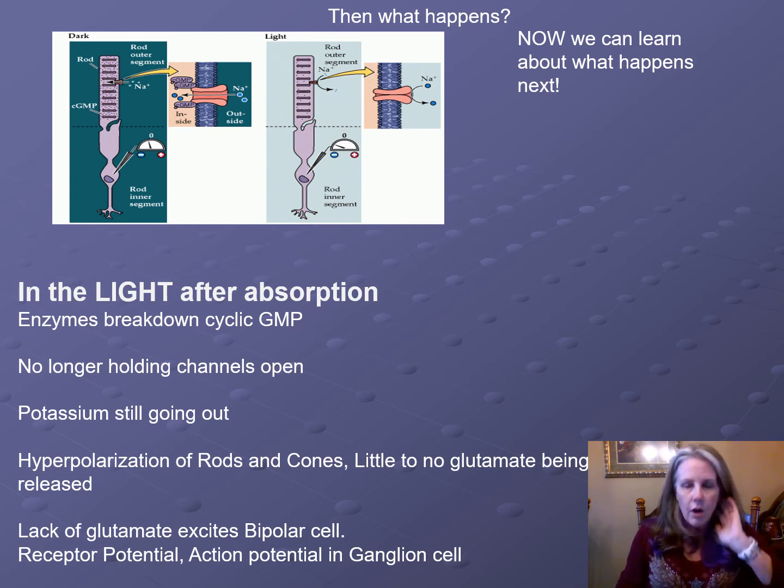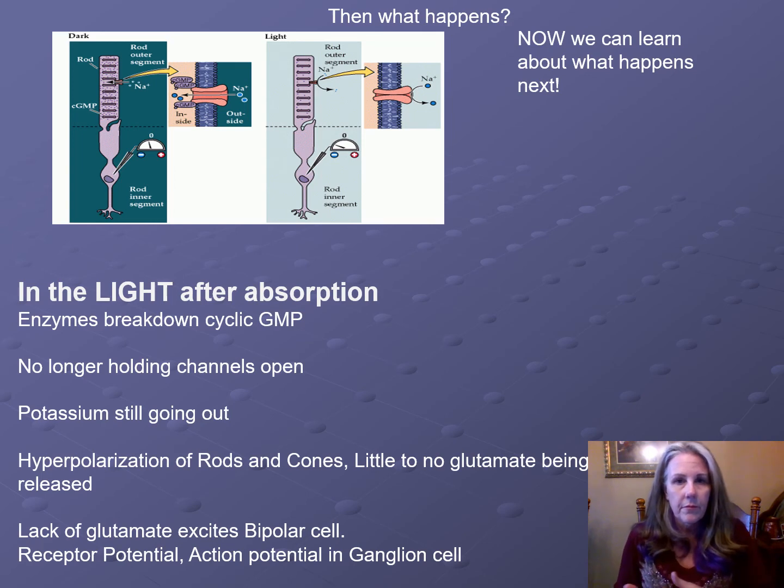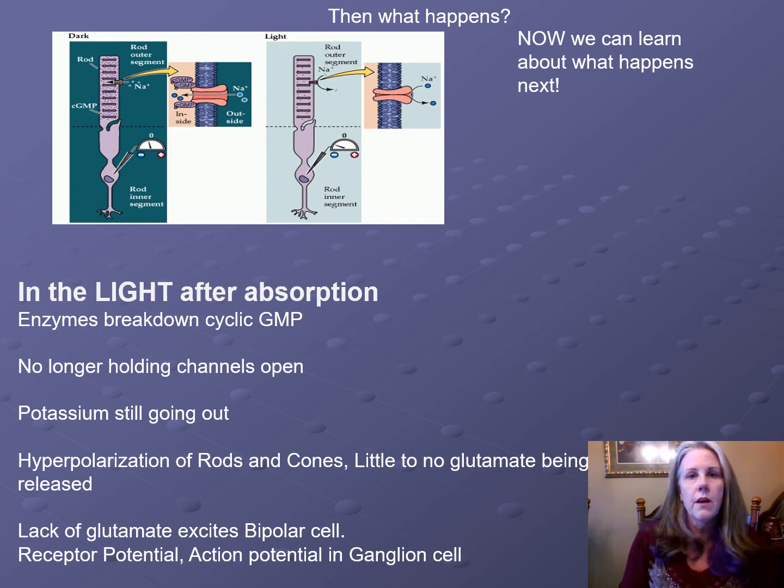Now, if we were to go in and really take a look at the charge, because of that potassium, what happens is if the potassium is still going out, then that's going to result in a hyperpolarization of the rods and the cones. So instead of depolarization, it results in hyperpolarization. Remember, hyperpolarization should remind you of the phases of the action potential. So when a plasma membrane is hyperpolarized, that means it's even more negative than resting membrane potential.